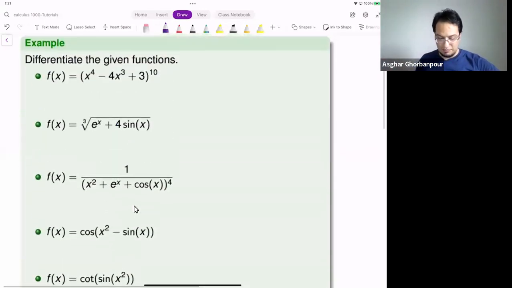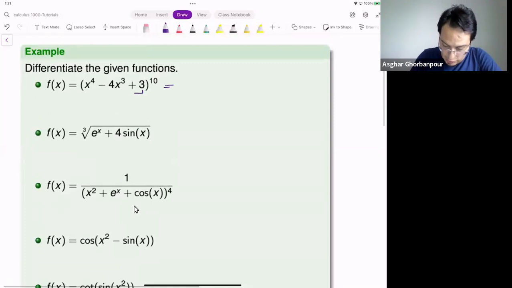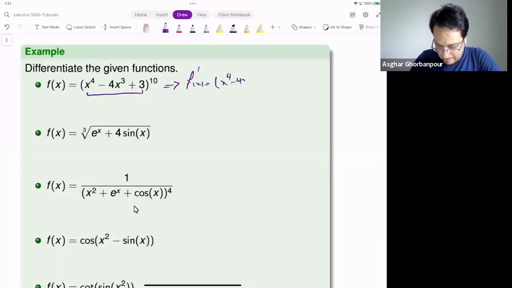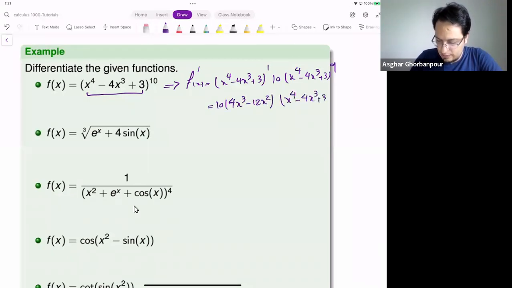How is that going to help us? For example, this guy, now it is u to the power n. Then the derivative is going to be u prime times n u to the power 9. And that is 10 times 4x cubed minus 12x squared times x to the fourth minus 4x cubed plus 3 to the power 9.